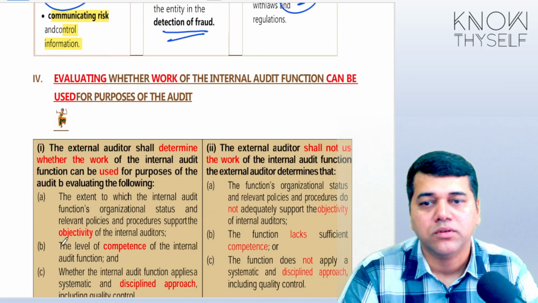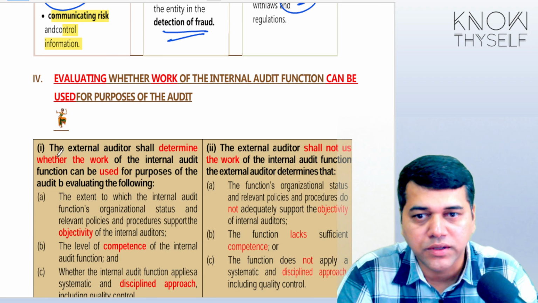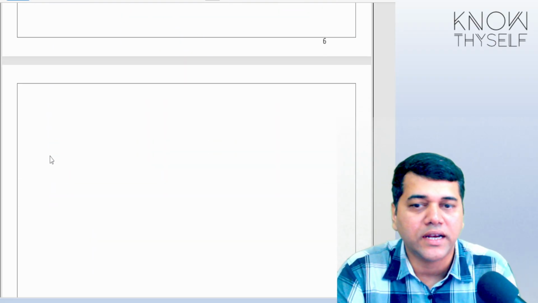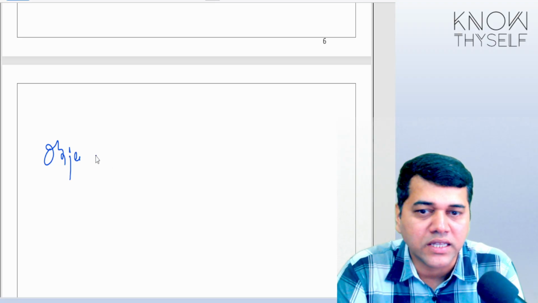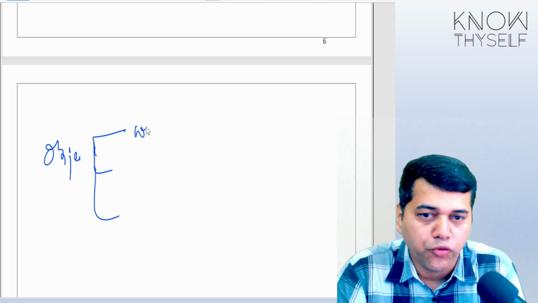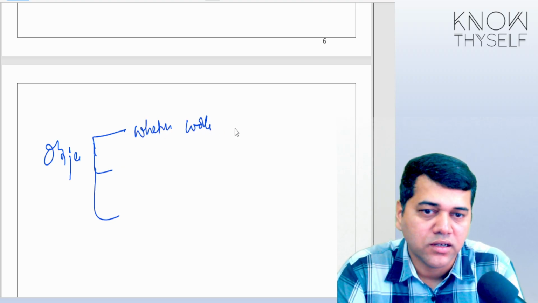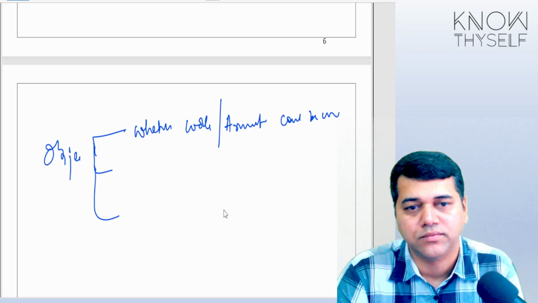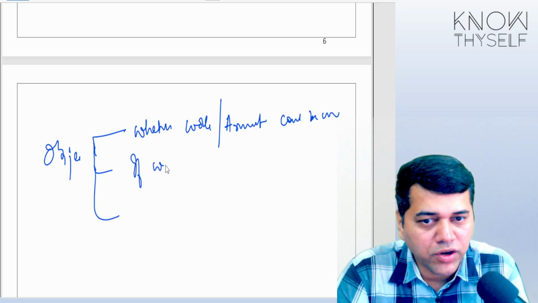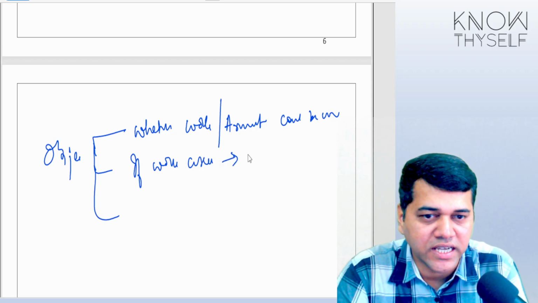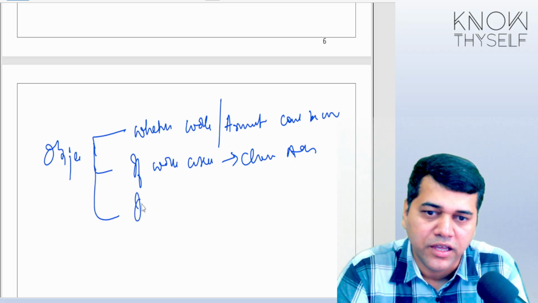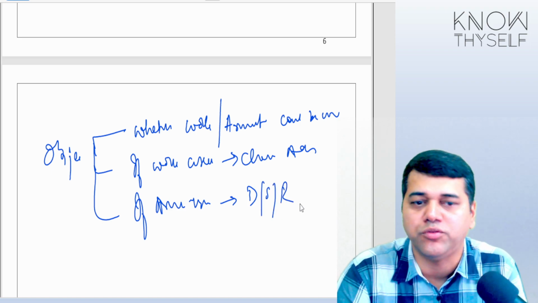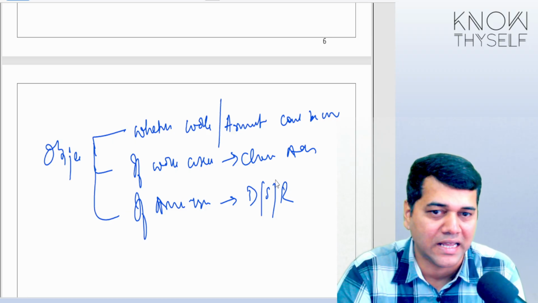Okay. Now, we will start with the work. We will start with the evaluation. See, what is the objective of the external auditor? I can write the objective here. So, objectives are 3. Whether work or assistance can be used. If work can be used, then check whether it is adequate. If assistance is used, then direct, supervise, review. This is what you have got in short and simple language.